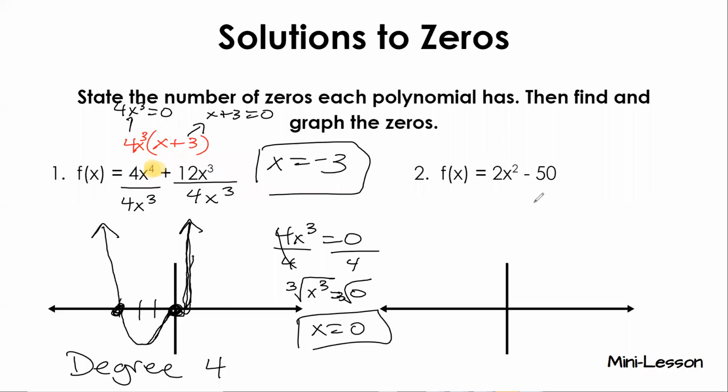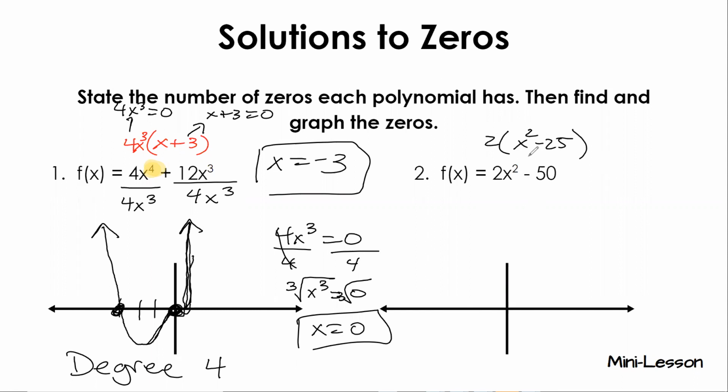On this next one, there are two different ways to do this. You can either take out the greatest common factor, which from this 2x squared and this negative 50 is going to be 2.